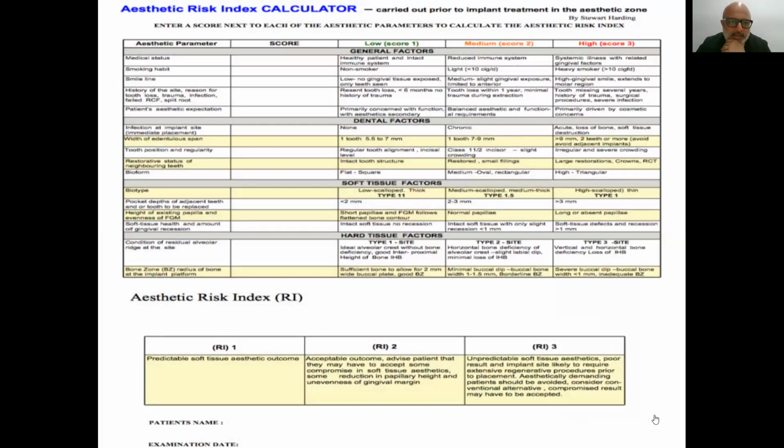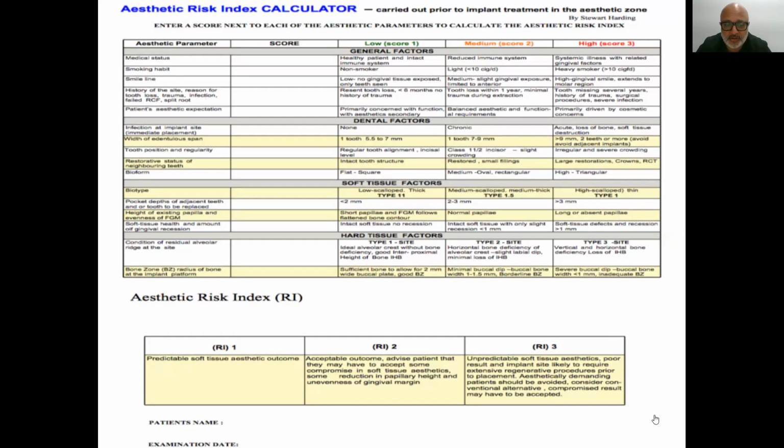I just want to show you this very quickly. This is an aesthetic risk assessment for the aesthetic zone. Again, we go through this in some of our other courses, particularly the boot camp. This is a larger thing to discuss. What it does is give you a different score depending on different parameters: medical status, smoking, smile line, width of the edentulous span, tooth position, biotype, bioform, which is discussed, height of existing papilla, pocket depth, soft tissue health, bone zone, which we discussed, history of the site, whether it's tooth loss from trauma, infection, root canal, split root, and aesthetic expectations.